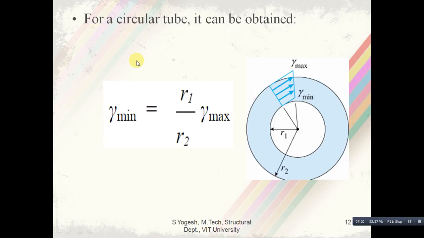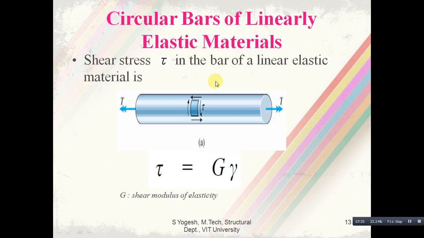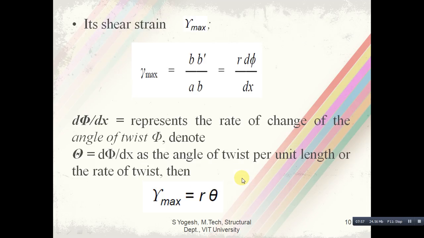For a circular tube, it can be obtained as gamma minimum equal to R1 by R2 into gamma max. We will get shear strain. Then circular bars of linearly elastic material. Shear stress in the bar of a linear elastic material. It is a linear elastic material. Then we will get shear stress equal to shear modulus of elasticity G into gamma, that is shear strain, right?